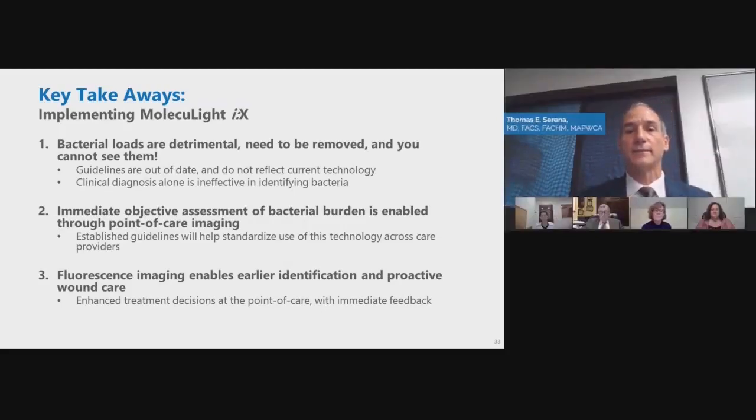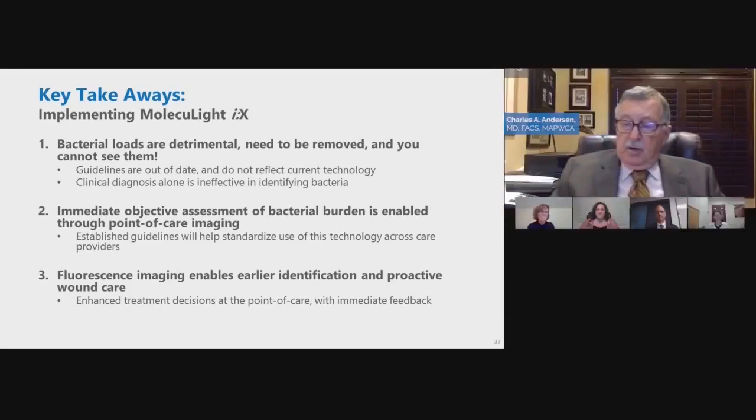And then finally, fluorescence imaging enables early identification and proactive wound care. And this will enhance healing and it's point of care. You're not waiting for cultures to come back. And I think these are the main points that the consensus panel, the authors who are on this call, want you to take away from this presentation.